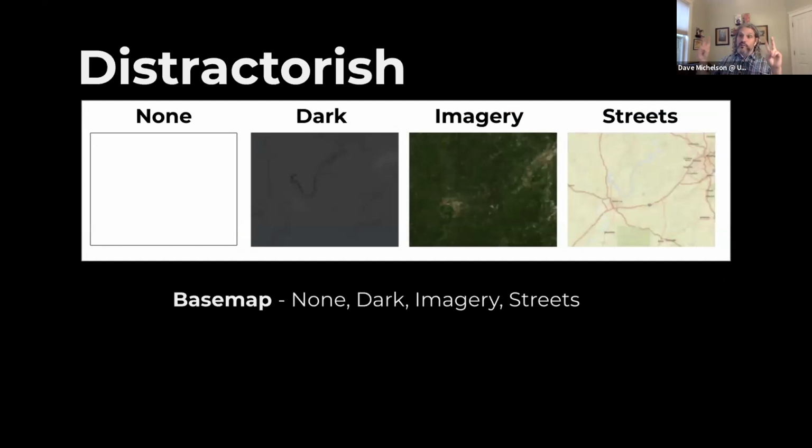I call this distractor-ish because it's not necessarily a distractor, but it's a crucial part of mapping. I don't feel like I would be being realistic otherwise, and that's one of the things I try to do when I do experiments with mapping: keep it as realistic as possible and minimize my manipulation. So I just added base maps straight from a software company called Esri, one with no base map, and then a dark aerial imagery and streets. These are very typical base maps that we use in mapping.